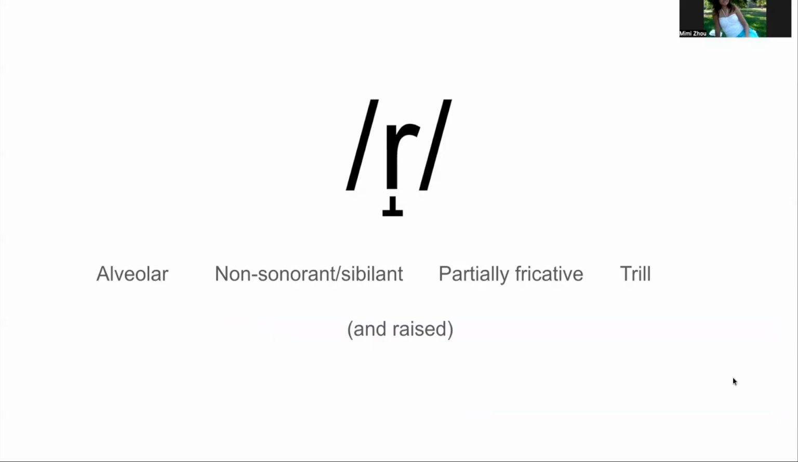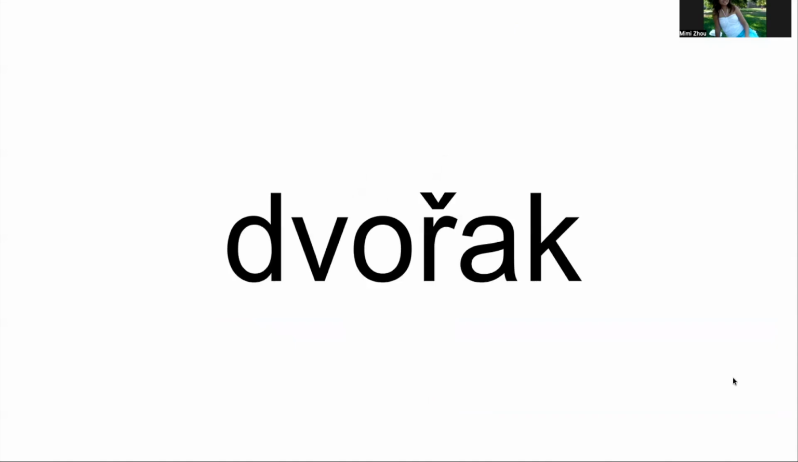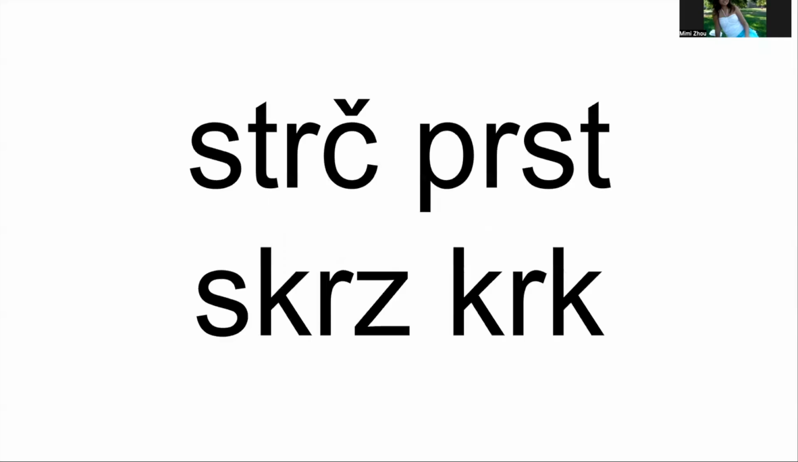For example, in the name of the famous Czech composer whose Symphony No. 9 has been playing in the background. Dvořák, Dvořák. This is a famous Czech tongue twister spoken by my speaker, Eliška, in her class. Strč prs krz krk. Strč prs krz krk. Thank you, Eliška. For the viewers at home, you're probably wondering how exactly this sound is produced.